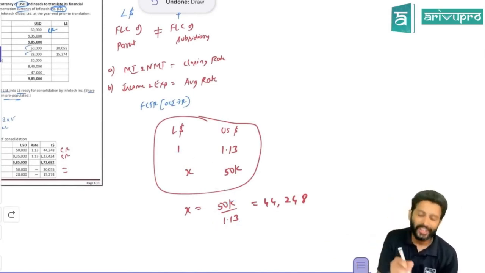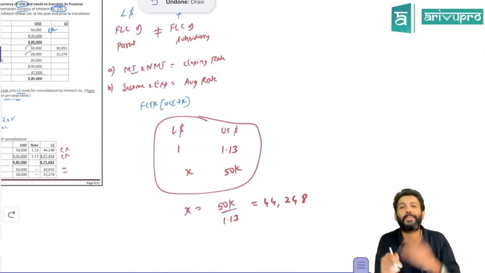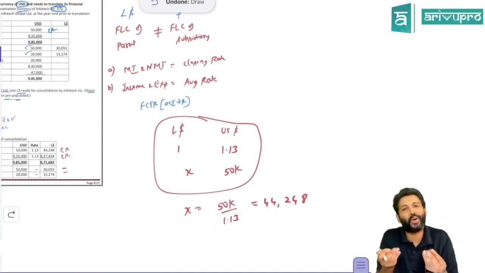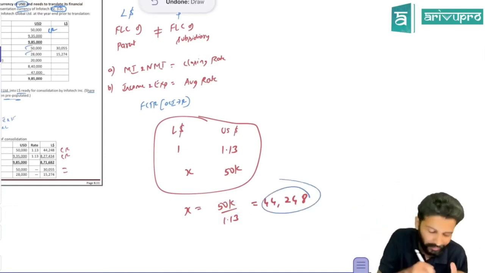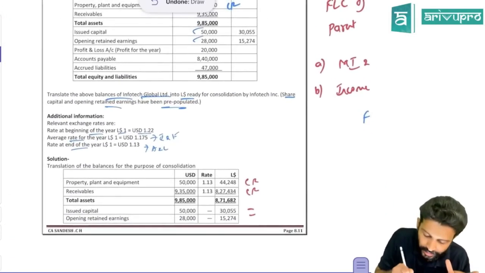Okay. Now we got to know that this is 1.13. Now you should not multiply, we should divide. So if you get to know, now it's easy for us. So basically you need to do the division. So the corresponding value will be what? 44,248. That's what they've done.